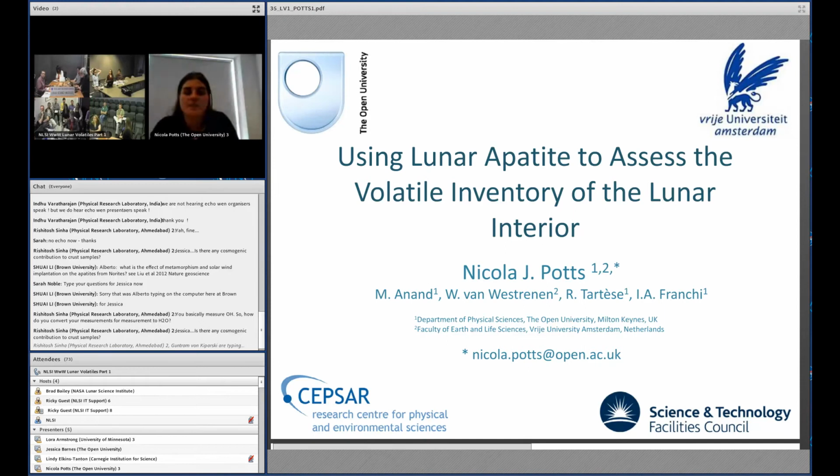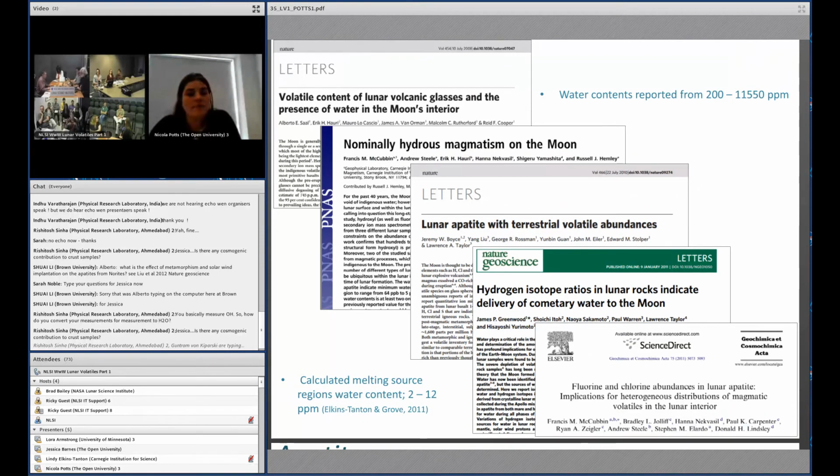Hi, I'm Nicola Potts. I'm a first-year PhD student at the Open University, using lunar apatite to assess the volatile inventory of the lunar interior. If we had been talking about the volatile inventory of the lunar interior in the Apollo era, we would have been saying that compared to the Earth, the Moon is depleted in volatiles.